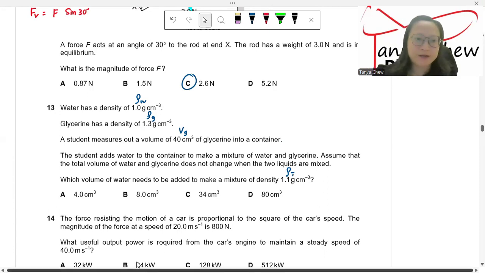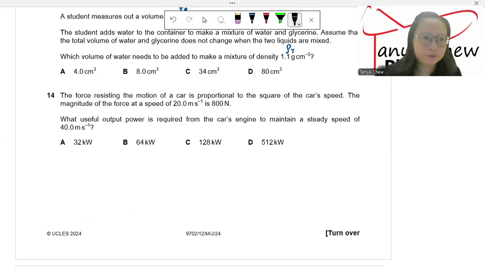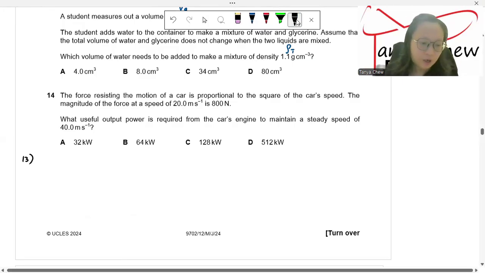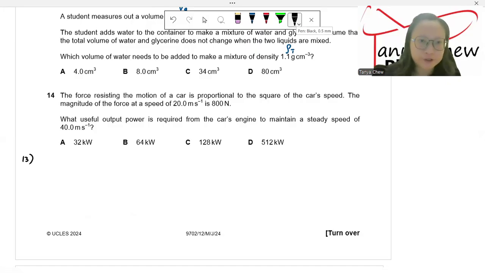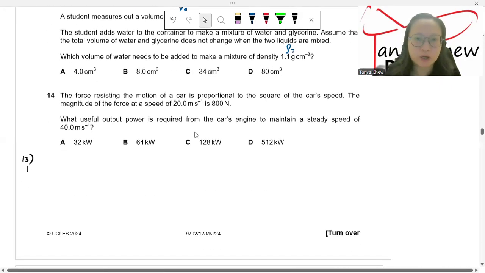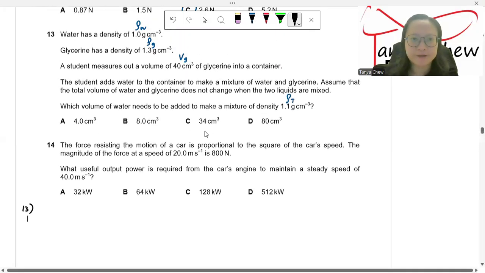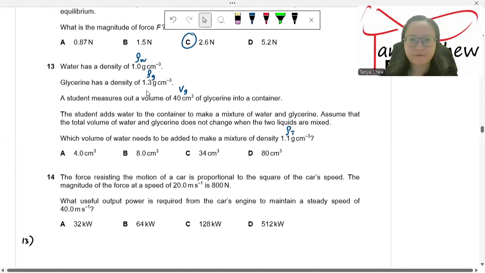So I'm going to tell you that it is kind of complicated here, but I'm going to do it still. Question number 13. I am firstly going to use the mass to do it, because the question asks me to find just the volume of water that needs to be added. I cannot add the densities, because 1 plus 1.3 is definitely more than 1.1. Do you think so?